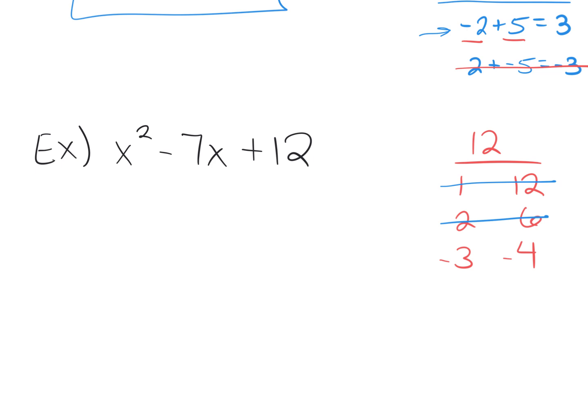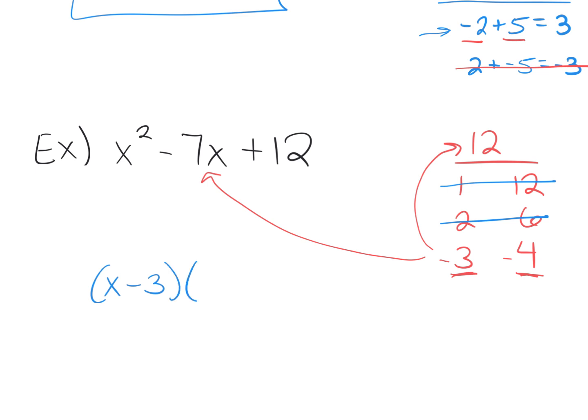So you can just make them negative? Yep. You can manipulate these numbers any way that you want as long as it stays true to here and stays true to here. Does that make sense? Okay. So negative 3 and negative 4 are my answers. How do I write the actual answer? X minus 3, right? And x minus 4. Good.